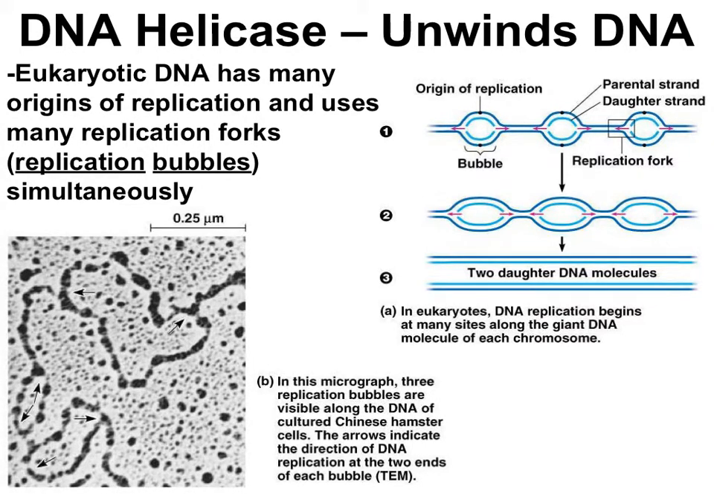So a better name for the replication sites are replication bubbles, but you can see that each replication bubble has like 2 replication forks, one on each side of the replication bubble. This diagram shows DNA replication in action, where as replication continues, the replication bubbles get bigger, and eventually those bubbles will merge until you have completely copied DNA. This diagram over here is a photo of actual DNA replication in action, and you can see the arrows pointing to 3 replication bubbles in this picture.